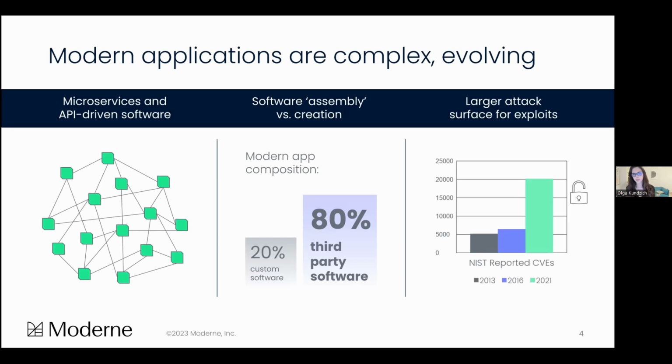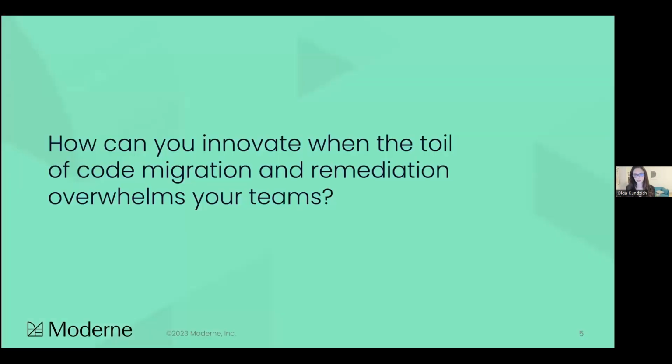But because the problem became so repeatable, everyone is fixing Log4Shell, everyone is migrating Spring Boot 1 to 2 to 3, Java 8 to 17, it points us towards automation.